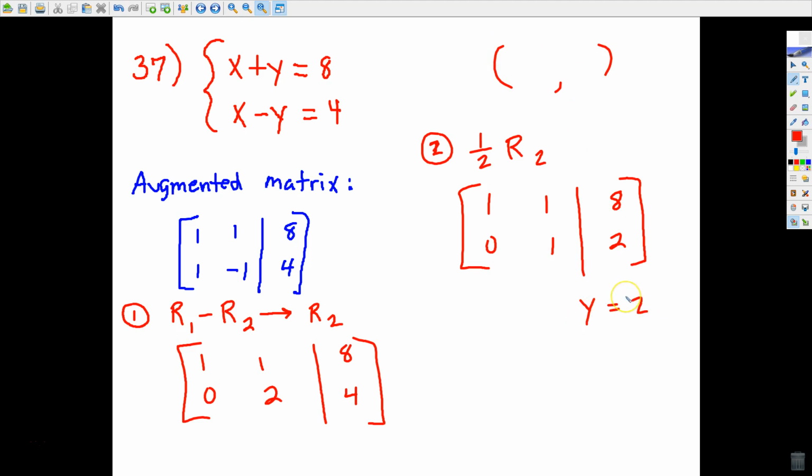And now you can do backwards substitution, pretty easily solve for x. So if y is 2, what does that make x? Yeah, if y is 2, backwards substitution, you just go up here and plug in 2 for y and subtract it from both sides. And so that's my answer. Any questions so far? Okay, that was a pretty easy one to get us started.